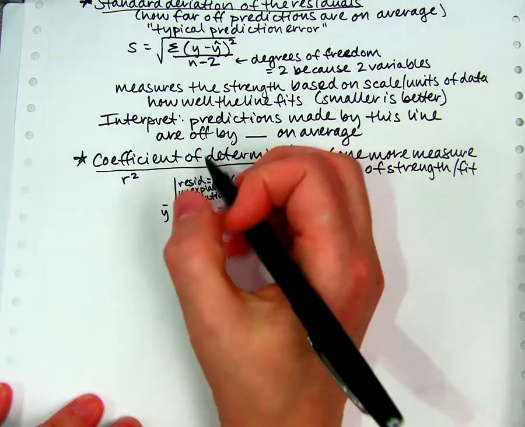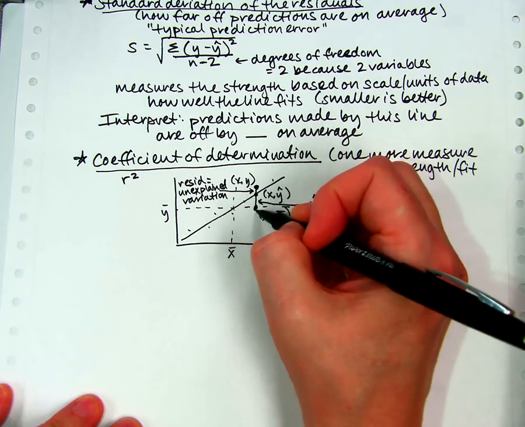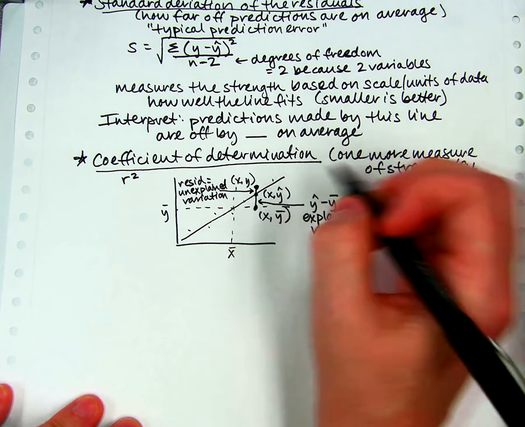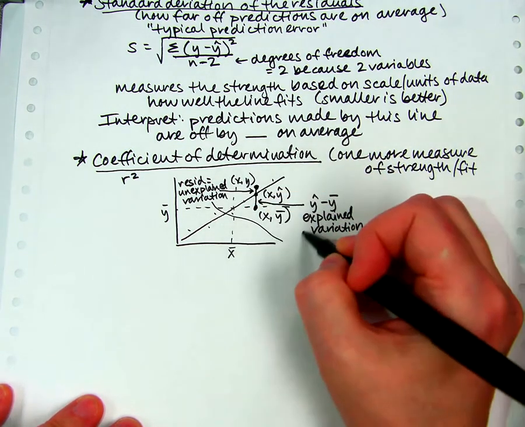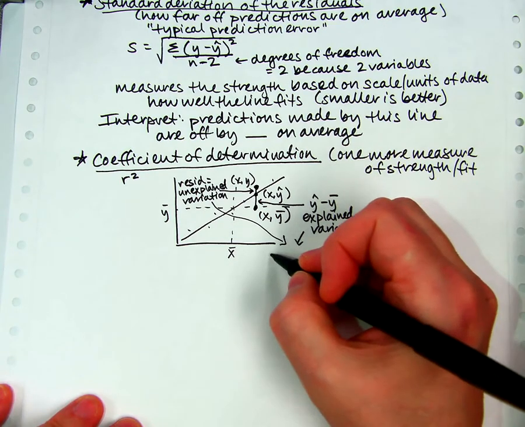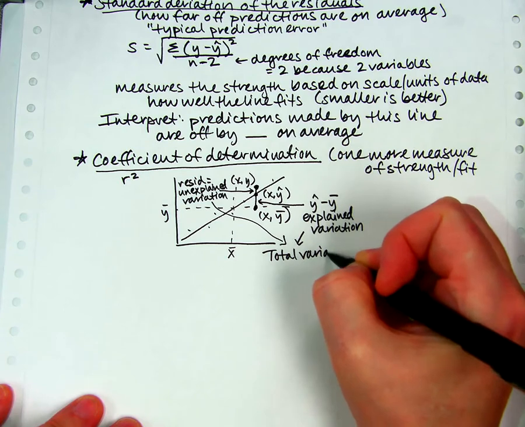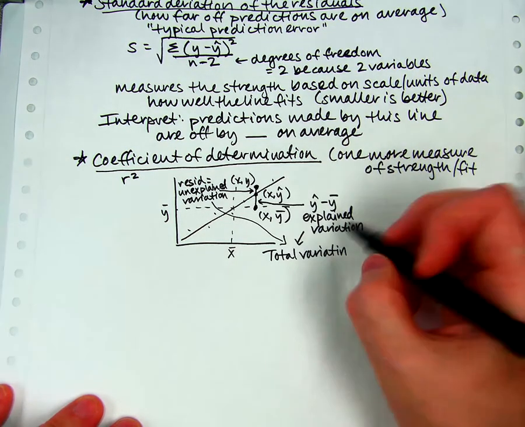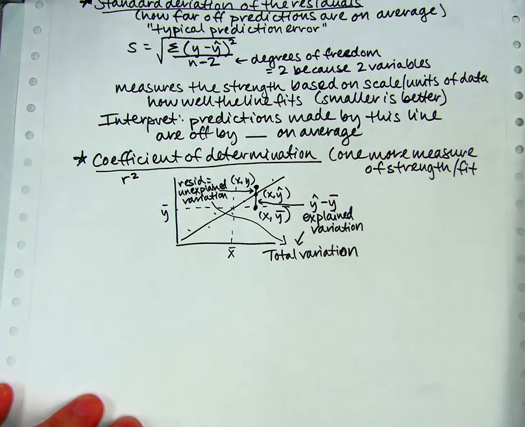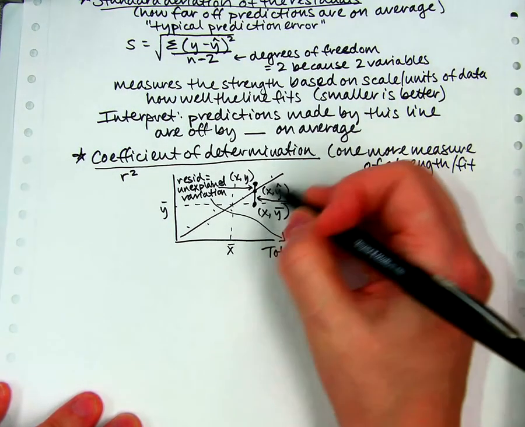So basically, if you take all of this put together, if you add them together, you get the total deviation. So let's see, where can I draw that? I'll do that down here. If you add them together, you get the total variation, which is the variation above and below the mean for all the points.